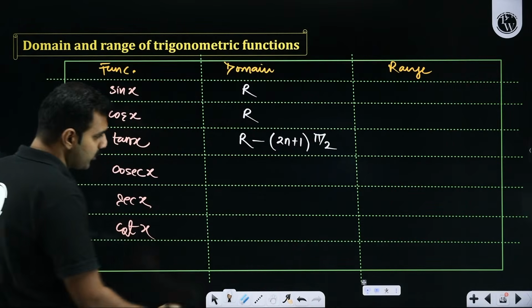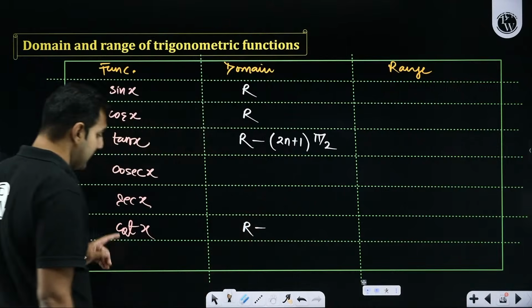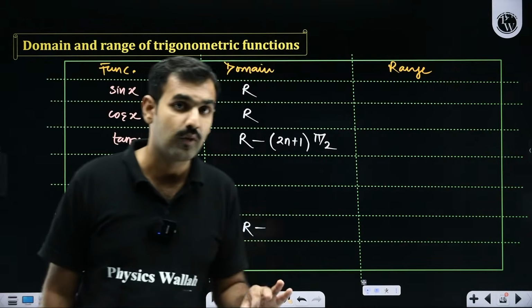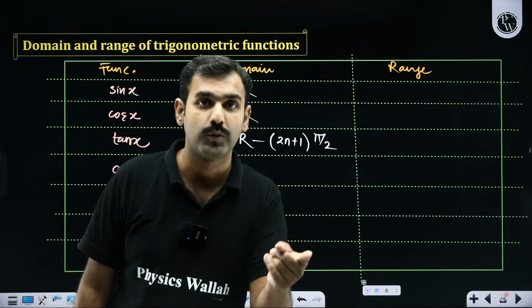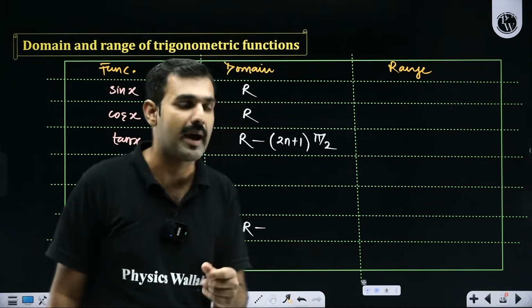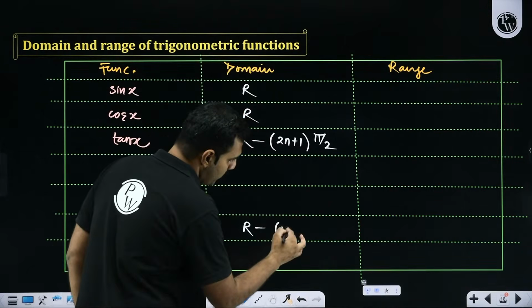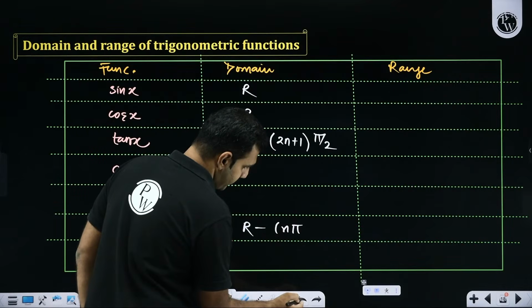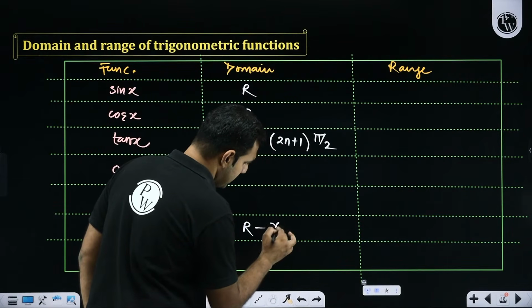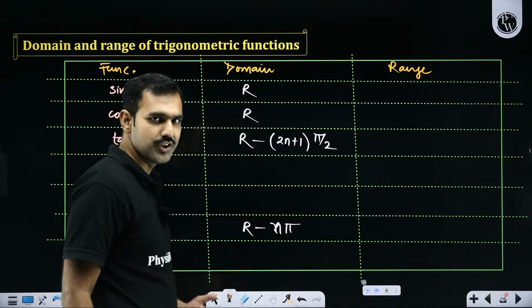Similarly, cot is also sorted like sine and cos, but it cannot be defined whenever sine is 0. Sine is 0 at multiples of pi. So R minus, I hope you remember, n pi. You can simply write it like this, n pi, where n is again an integer.